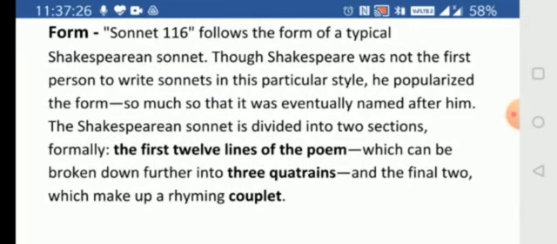A quatrain is a stanza of 4 lines. So 3 quatrains means 12 lines. And the final two make up a rhyming couplet. A couplet is a stanza of 2 lines.